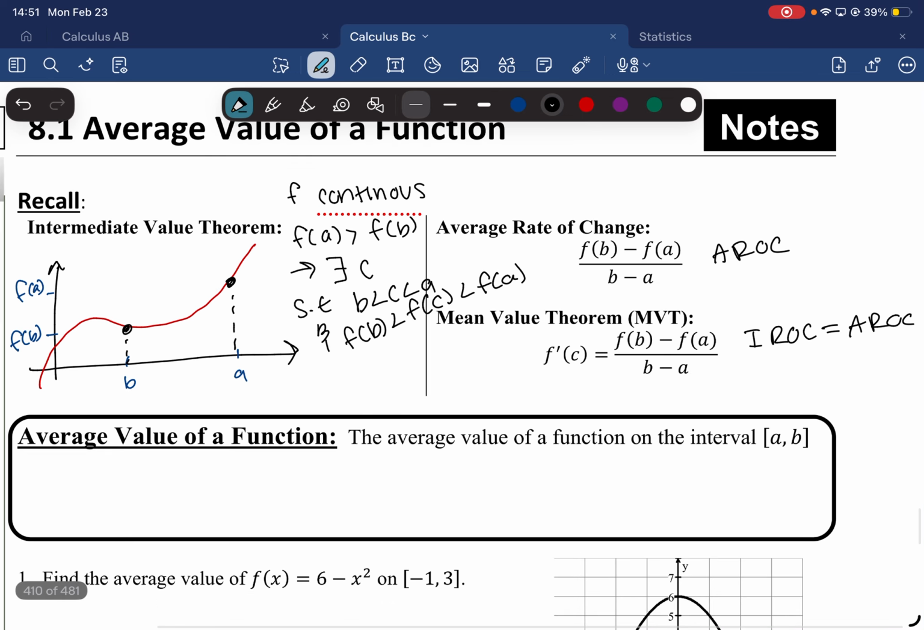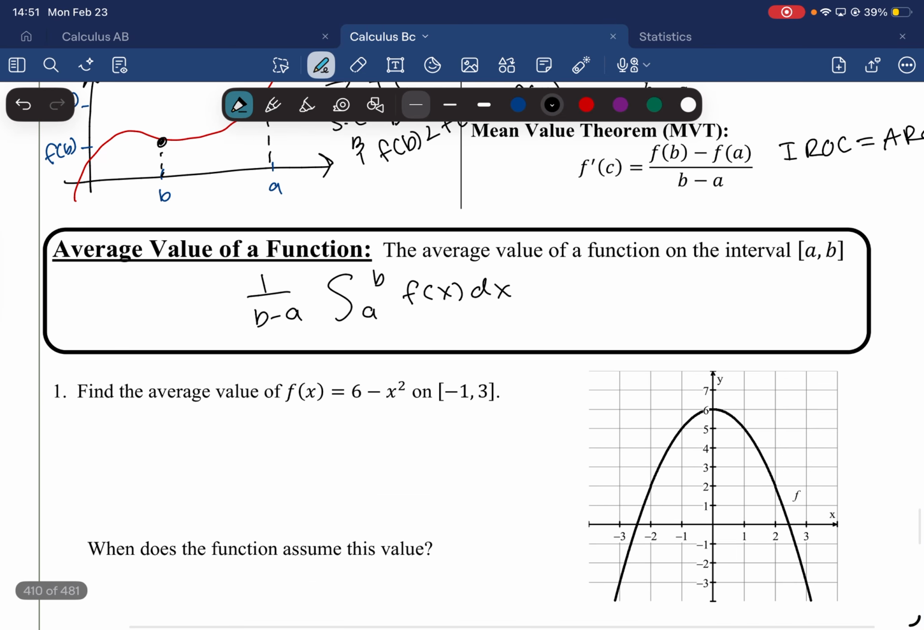Okay. Now we're talking about average value of a function. So the average value of a function on the closed interval [a, b] is 1 over b minus a times the integral from a to b of f of x dx. So ultimately, when it's asking us to find the average value of a function, we're going to be plugging our information into this definition, taking the integral, and then simplifying.